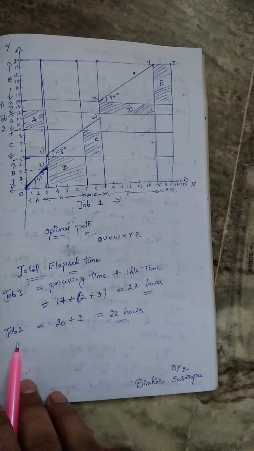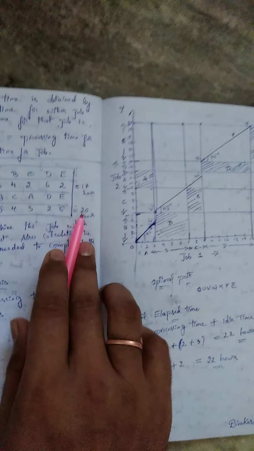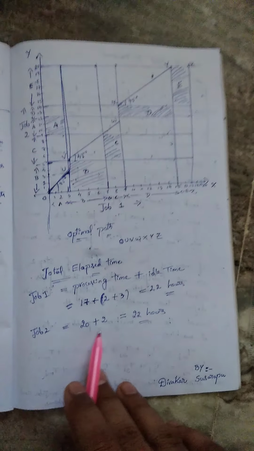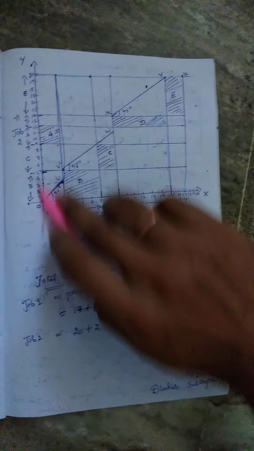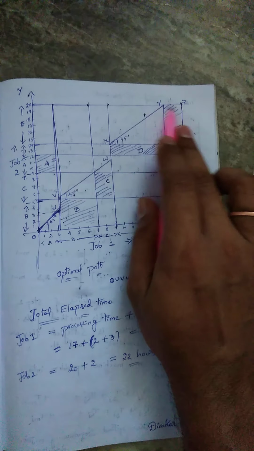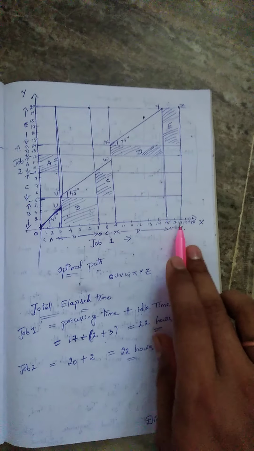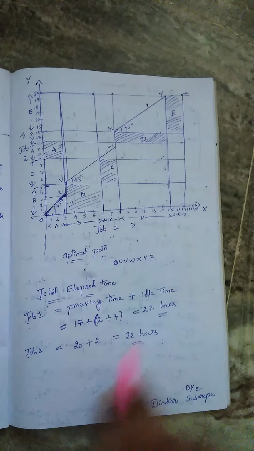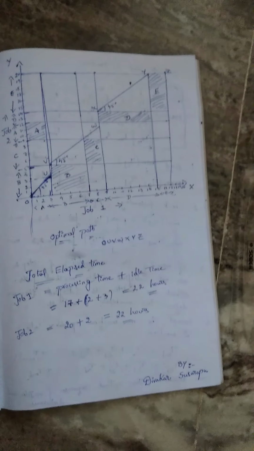In the same way we calculate job 2 also. The processing time of job 2 is 20 hours, the total time of the sequence, and then the ideal time in job 2. From Y to Z, 15 to 17, we get a difference of 2 hours of ideal time. That means 22 hours of total elapsed time of job 2.